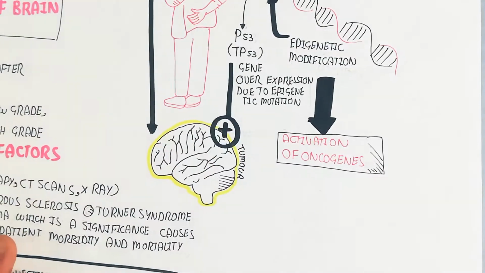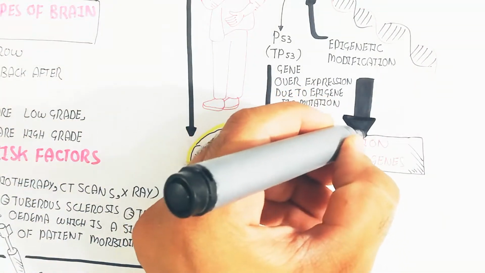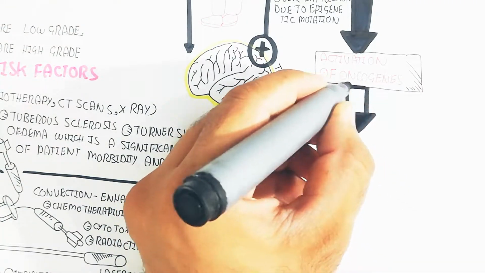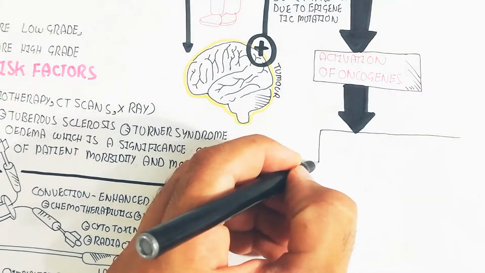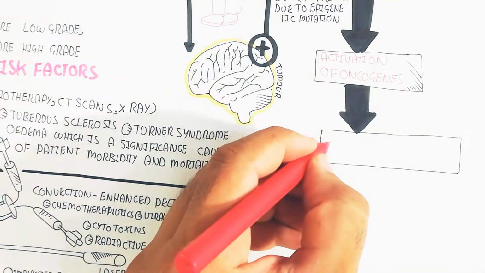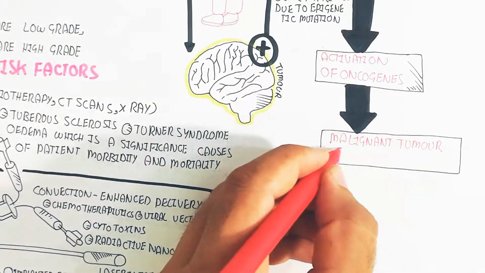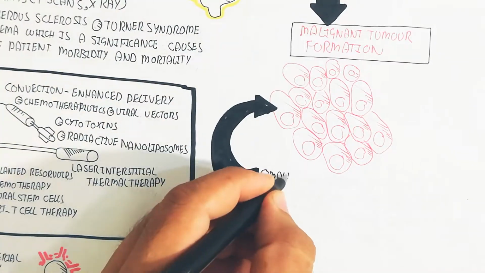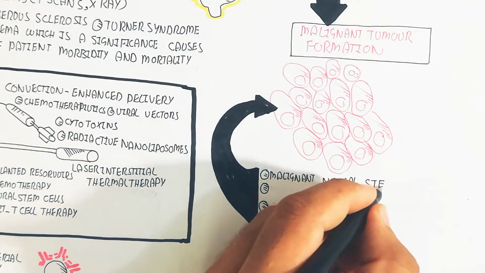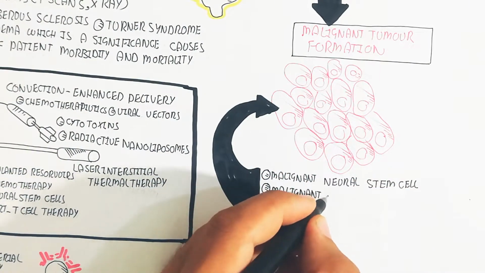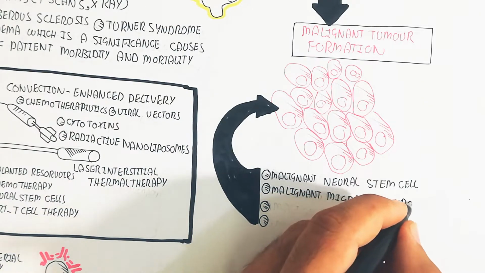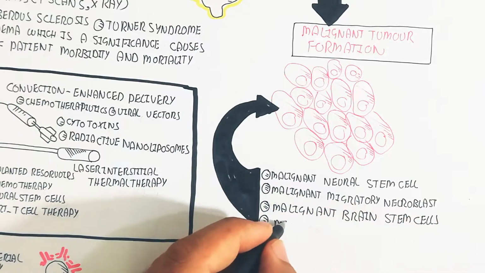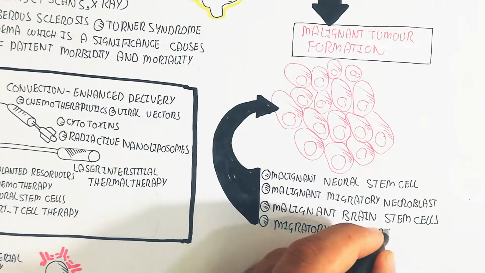This is the malignant tumor. So the malignant neural stem cell can cause tumor, malignant migratory neuroblast, malignant brain stem cells, and migratory neuroblast. So all of this is basically here the cells, and this is the malignant neural stem cell, malignant migratory neuroblast, malignant brain stem cell, and migratory neuroblast, which are involved in the mutation that leads to a brain tumor.